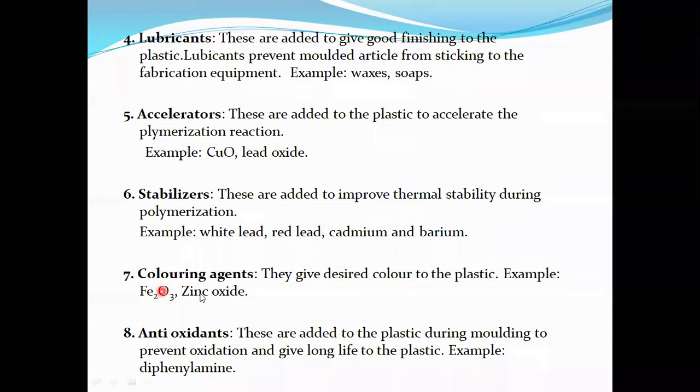Then we are adding coloring agents. We should need different colors of plastics. To get the desired color of the plastic, I'm adding iron oxide, zinc oxide. When you add iron oxide, we get a brown color. When you add zinc oxide, we get white color. Antioxidants. Now when we are placing the plastic in the environment, it contains excellent oxidation resistant property and excellent weather resistant property, whether containing moisture, or regularly treated with water.